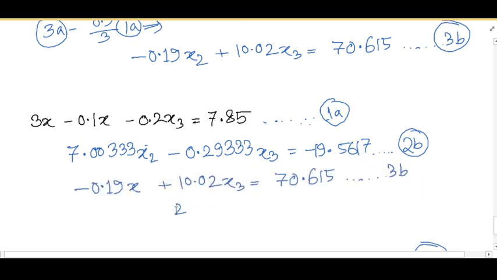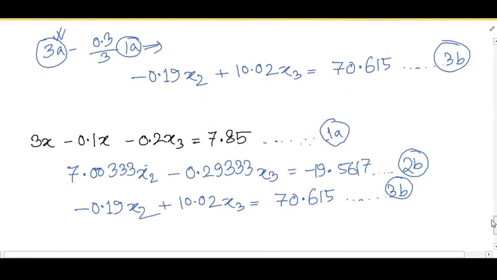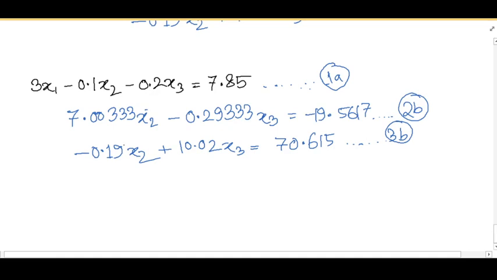So x2, this is 3b, x2 here, forget about this. So now you see x1, x2, x3. So x1 has been cancelled out for both of these two equations, and this has been modified as 2b and 3b. Now the next step, what we'll have to do, is eliminate the coefficient of x2 from 3b.